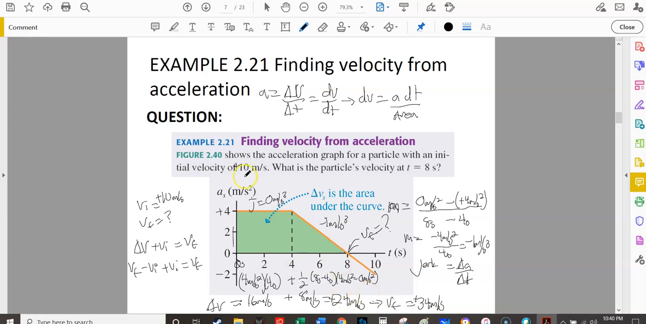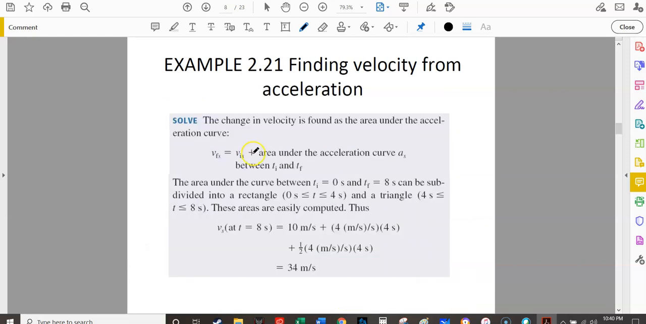But let's just check the other solution here. So here's what they did. They did basically the same thing that we did. They said the area under the curve between 0 and 8 seconds is just a rectangle, and then they add to that the area of the triangle for this part. And then they added that change, the rectangle and the triangle, to the initial velocity.